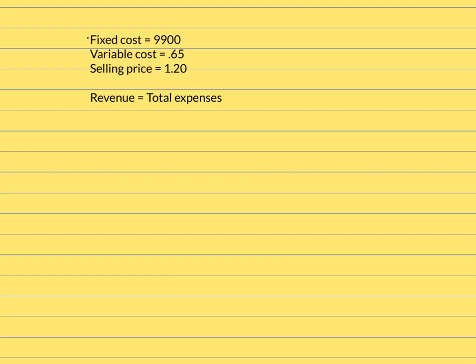We're trying to figure out where revenue equals total expenses, and revenue is the amount of money that you bring in. Let's let X be the number of units that are sold, bought, whatever. So your revenue will be, selling price is $1.20, so that would be 1.2 times X.